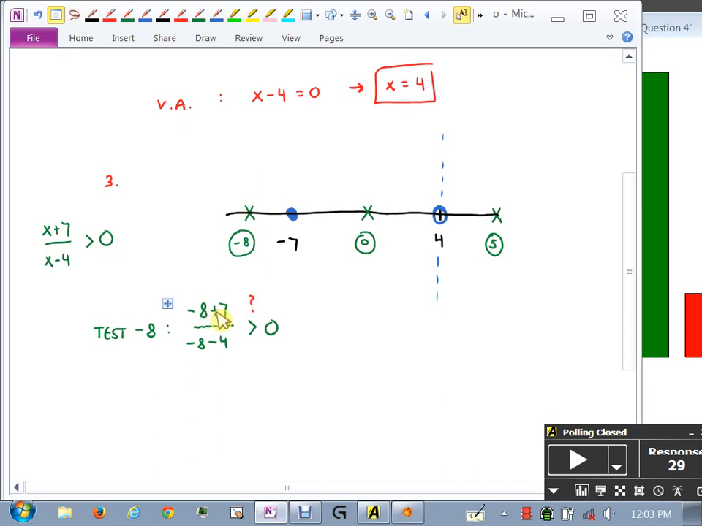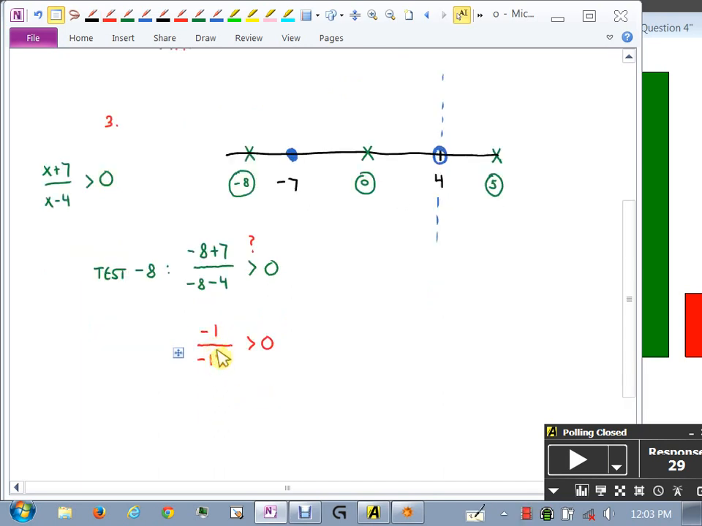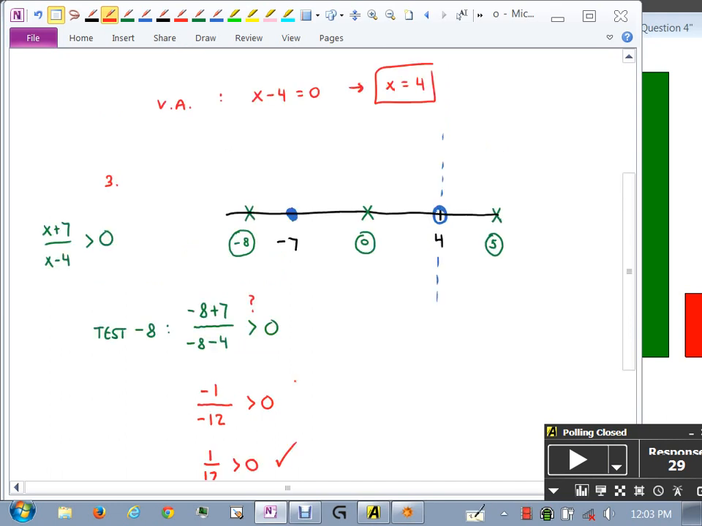So the top is what? -1 over the bottom, which is -12. What's a negative divided by a negative? Positive. So this is 1/12. Is 1/12 bigger than 0? Yes, that is true. What this means to us is that everything over here works. What I mean is everything to the left of -7 works. Anything we would try over here would work. Does that make sense or not?